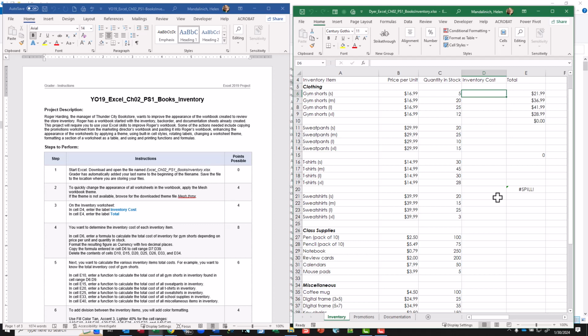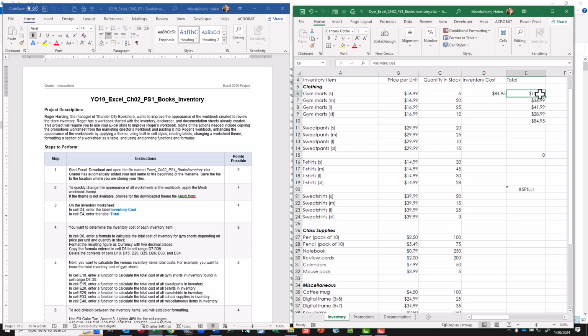So I'm sitting in D6 and I'm going to do equal the price per unit times quantity in stock, and that's it. It's like if you're going to the grocery store, and you're buying 2 loaves of bread, and the bread's $1 each. 2 times $1 is $2, the total cost of your bread. If the bread's $1.50, then it's 2 times $1.50, or $3 for the total cost of your bread. And that's the same thing here. We have gym shorts for $16.99 and 5 of them on our shelves. So we multiply to figure it out.